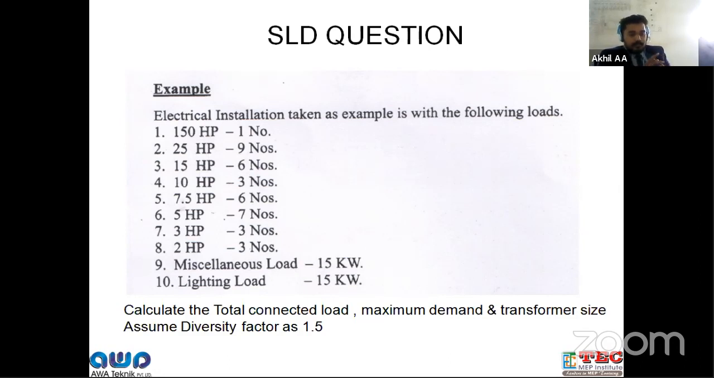I want everyone to do the calculation and give the total connected load and maximum demand. For calculating the maximum demand, as I have already mentioned, assume a diversity factor of 1.5. You just need to divide the total connected load by 1.5, and you'll get the maximum demand. From the maximum demand, you can select the standard size of transformer.